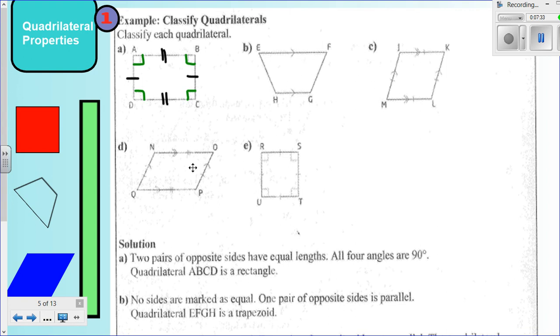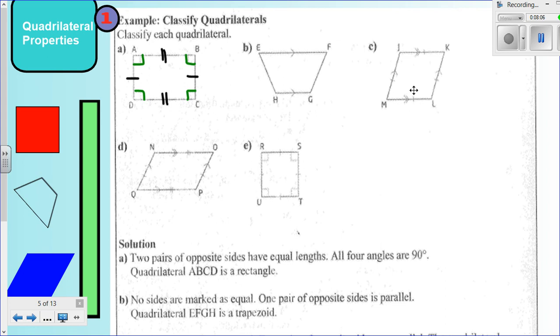Quadrilateral C and D are parallelograms. D is a parallelogram. You have opposite sides being equal, so similar to the rectangle. So NO and QP are equal, as well as NQ and OP. And then you also have parallel sides. So NO and QP are parallel, as well as NQ and OP are parallel.